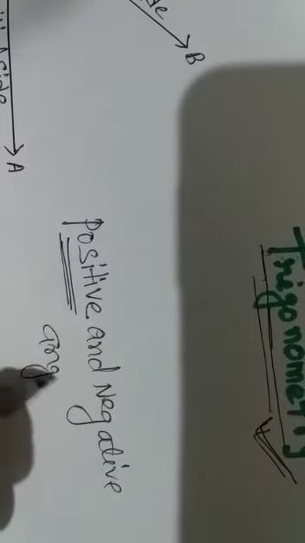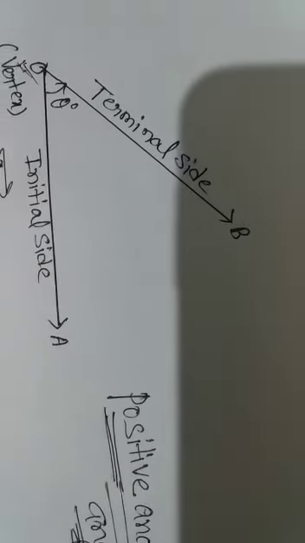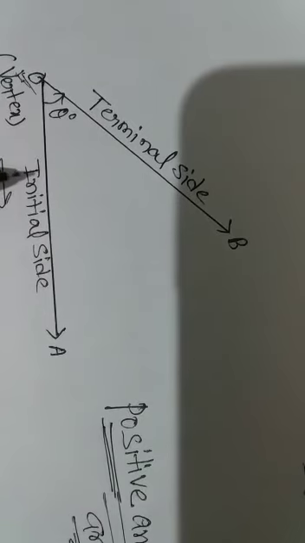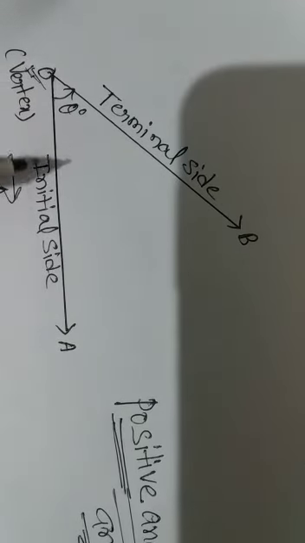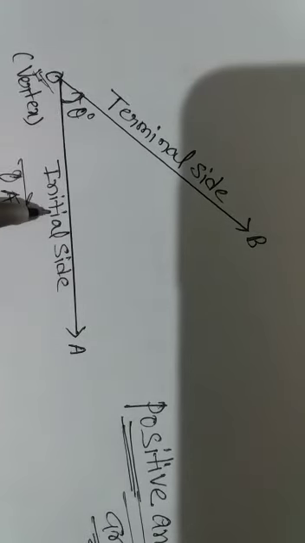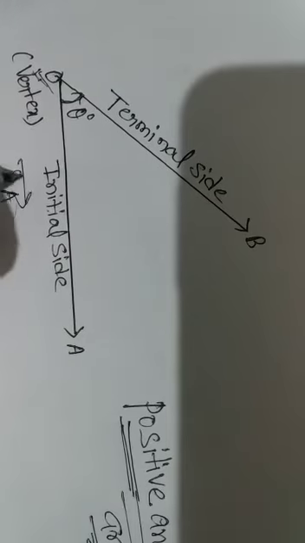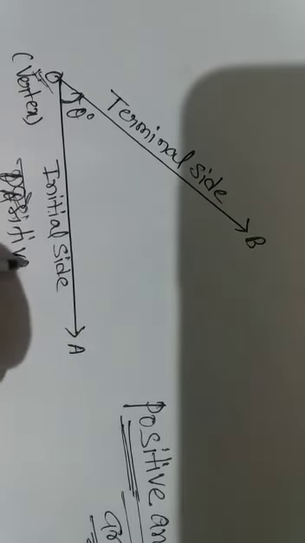So we will see the direction. For positive and negative angles, we will see the direction. An angle formed by a rotating ray is said to be positive or negative depending on whether it moves in anti-clockwise or clockwise direction respectively. Here you see the direction is given in that way. Initial side, terminal side. So we can say this is a positive angle.